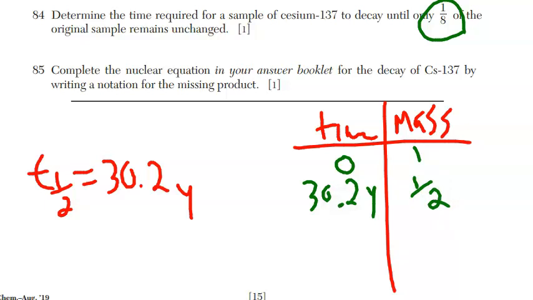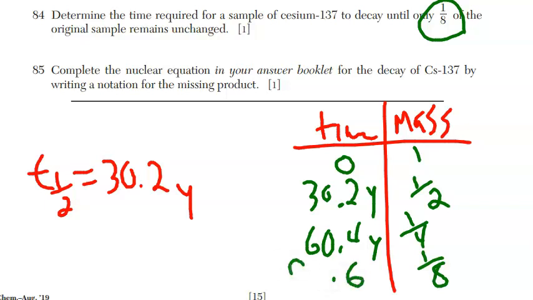We go another 30.2 years for 60.4 years, and half of a half is 1/4. And then finally, half of a quarter is 1/8. And we have to add another 30.2. So that's going to be 90.6 years. That's the amount of time that has to go by in order to go from the whole sample to 1/8 of the original.